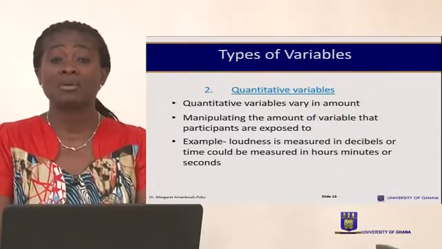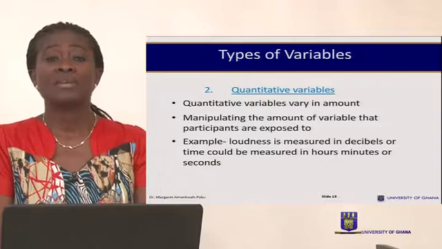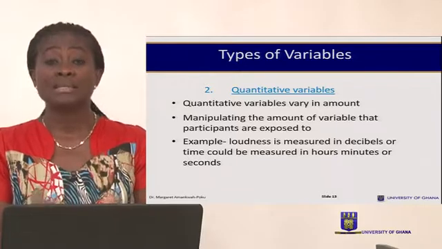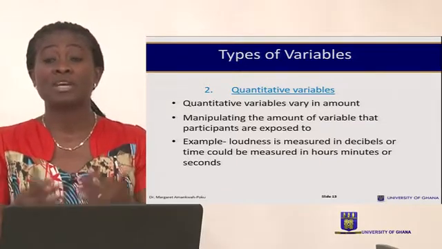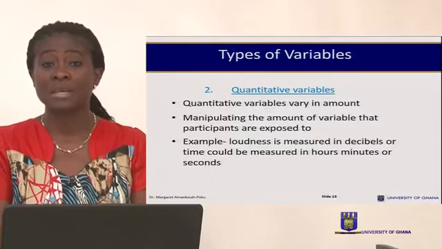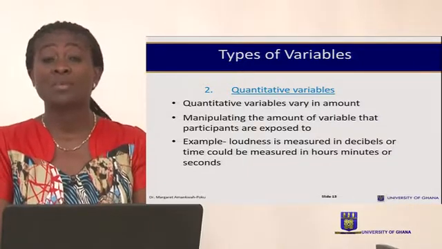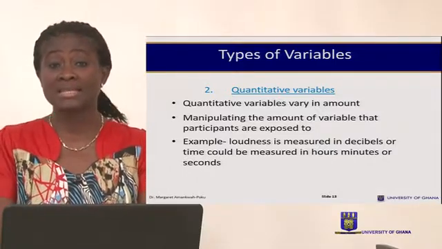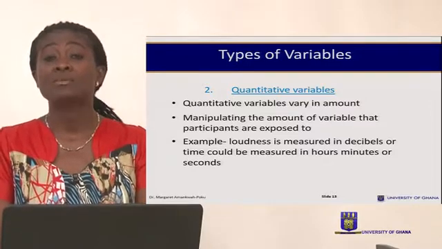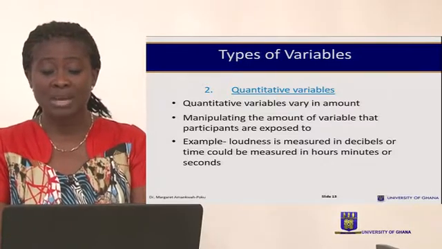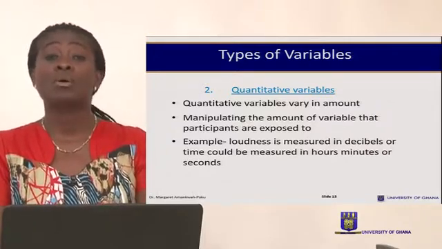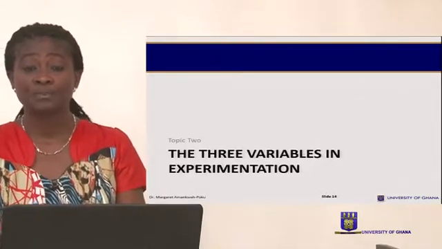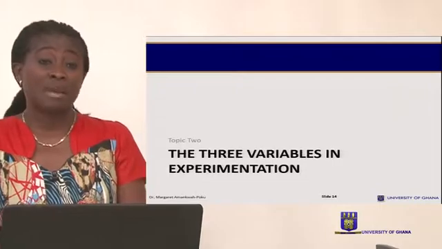For instance, loudness in terms of having the decibels. So you are testing loudness. You could vary the decibels. You are testing, for instance, research that is looking at the effect of practice on performance. You are varying the amount of time that people practice. So people could practice for 20 minutes, they could practice for 10 minutes, etc. So we are varying the amount of time that people use to practice. If we are looking at the effect of alcohol on recall, we vary the amount of alcohol that participants are exposed to.